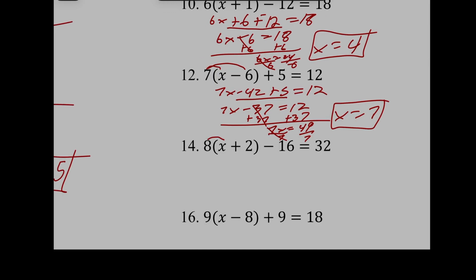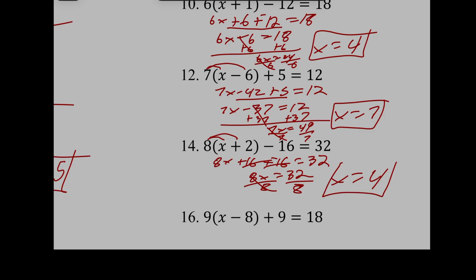Okay, now I'm going to distribute the 8. And I'm going to get 8x plus 16 minus 16 equals 32. Well, 16 minus 16, however I want to write it, they go away. And I'm left with 8x equals 32. And then once I go like this, boom, boom, boom, x is going to equal 4.